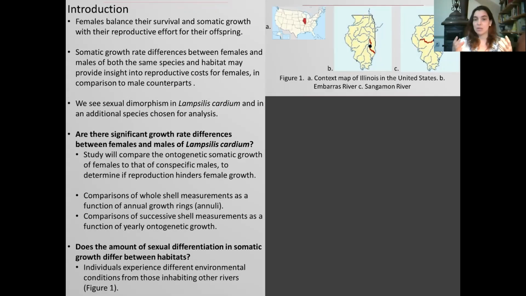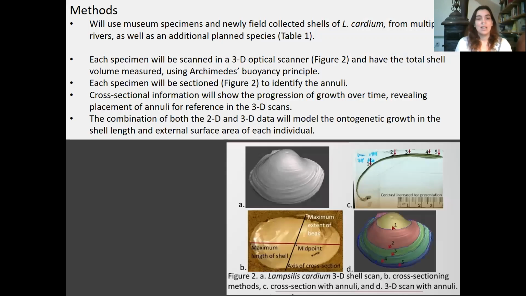We do know in terms of the shell shape, the females are sexually dimorphic from males. They tend to have shorter length and a puffier posterior end. And I'm going to be looking also at a couple habitats to be seeing if this amount of differentiation holds between different rivers, specifically the Embarrass River and Sangamon River of Illinois. So I have some museum specimens. I have some field collected shells from a few rivers.